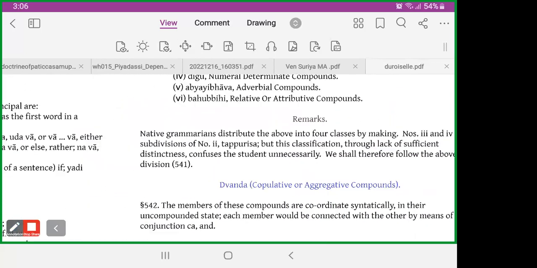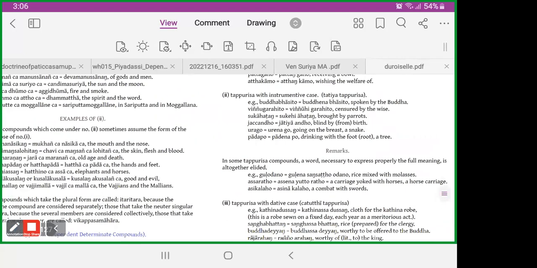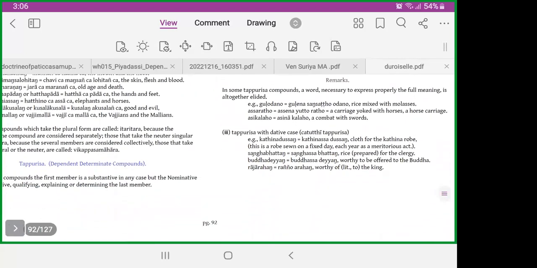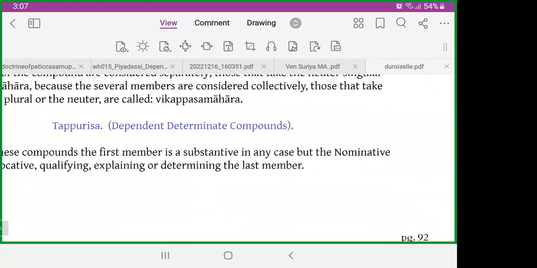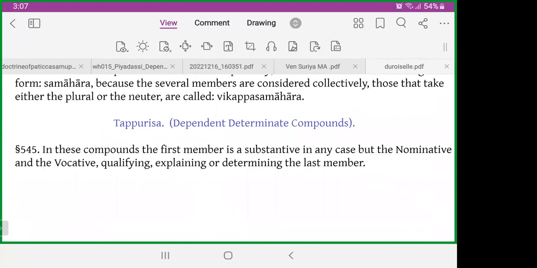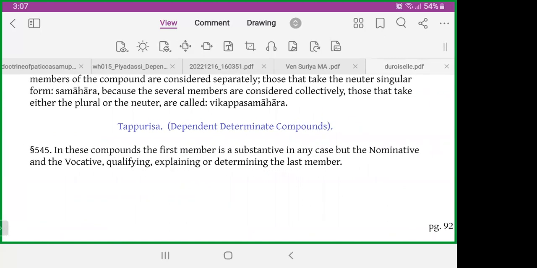Okay, so it is something that is combined with something. Okay, Tappurisa. So we start from this 545. Anybody want to join me in the reading? So you can read now.